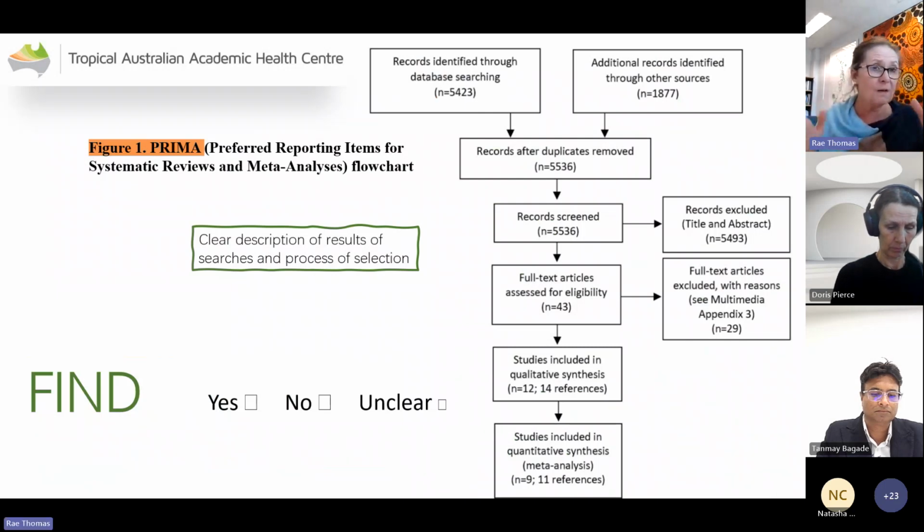So for find, if I was thinking about appraising this and whether or not yes, no, or unclear, which are the categories for appraisal in a FAITH questionnaire, I go, yeah, I think they found what they needed to find. I think that's pretty good. So I would tick yes for this.